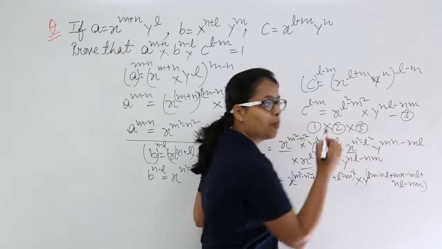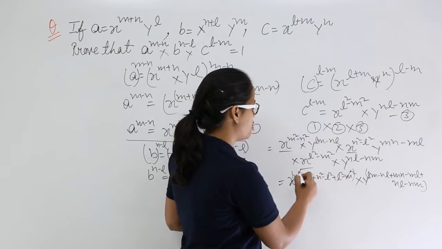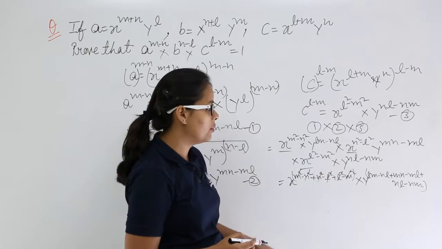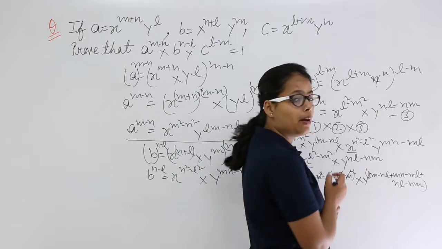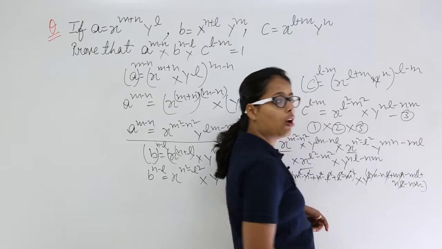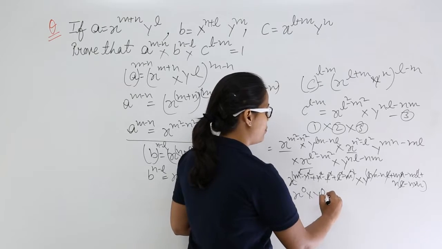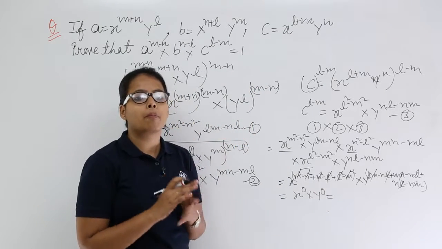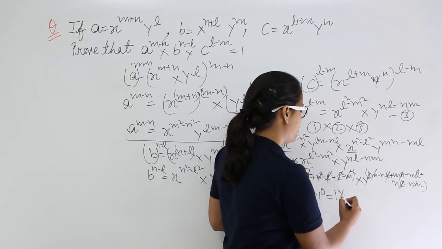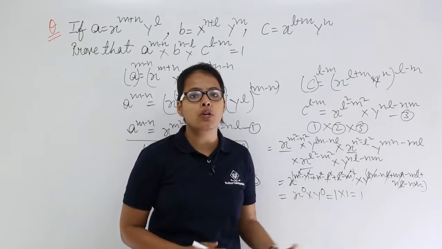Now let's solve these powers. You can see here there is plus m square and there is negative m square, so these are going to cancel. All other terms are also going to cancel. Here there is positive ml and negative ml; these are going to cancel, and what you will get is x to the power 0 and y to the power 0. And if there is a power of 0 on any base, then that value will be 1. So this will be 1 into 1, and you will get 1. Hence proved that this expression is equal to 1.